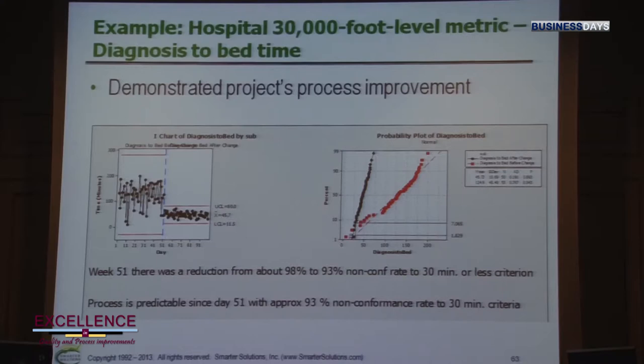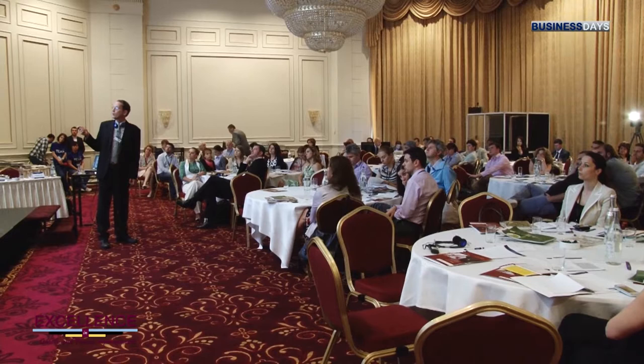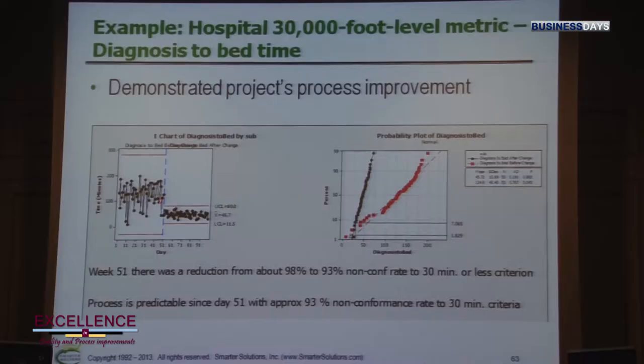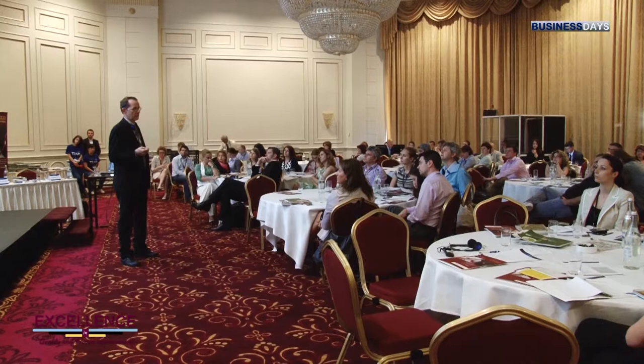So the proof of the pudding that you actually improved your process is the 30,000-foot-level metric transitioning to a new level of performance, an improved level of performance. So this would describe how we did before and how we did after. So the one to the right represents this. So we can see that we reduced it from 98 to 93% non-conformance, which is nothing to brag about, but at least it made it better. But notice how we transition. So that's what I'd like to see for all process improvement projects if we're trying to move a metric.